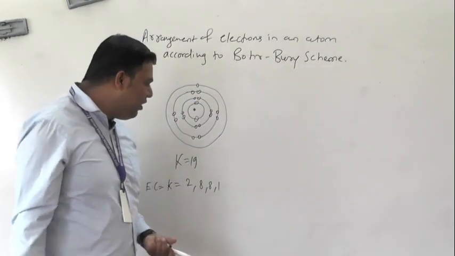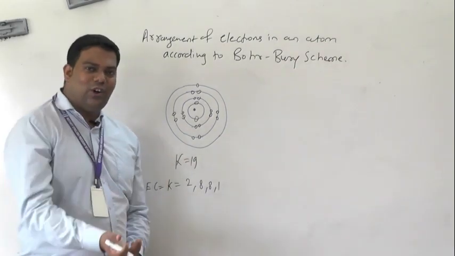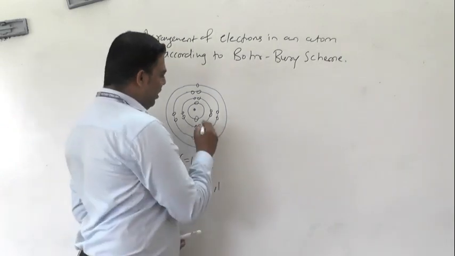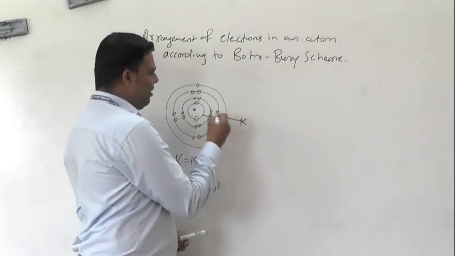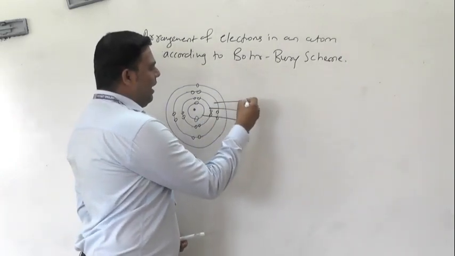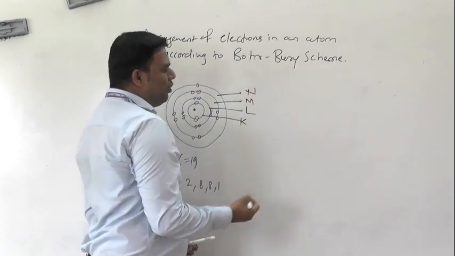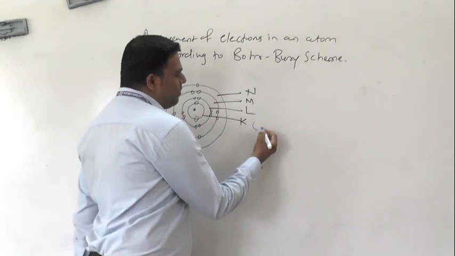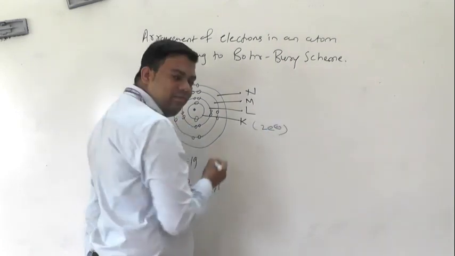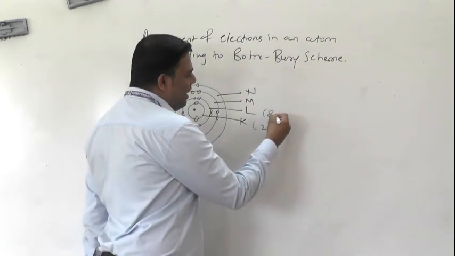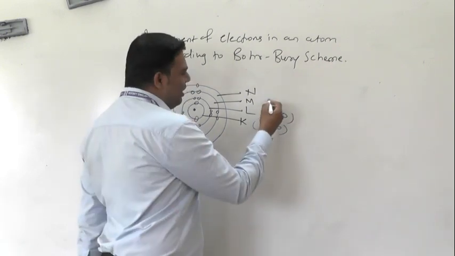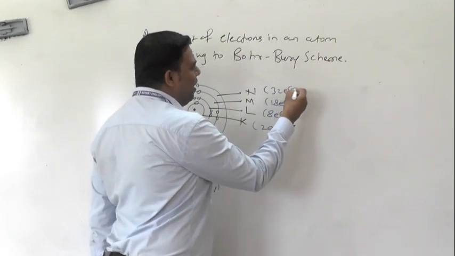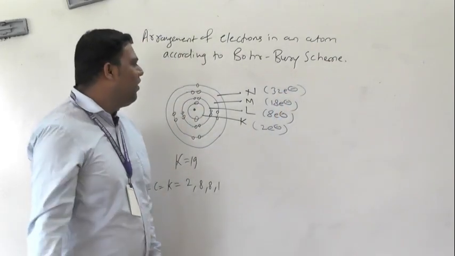But so far we have studied only according to the K, L, M, N shells. It is the K shell, L shell, M shell and N shell. Already we studied that the K shell holds a maximum of 2 electrons, then 8 electrons, then 18 electrons, then 32 electrons.